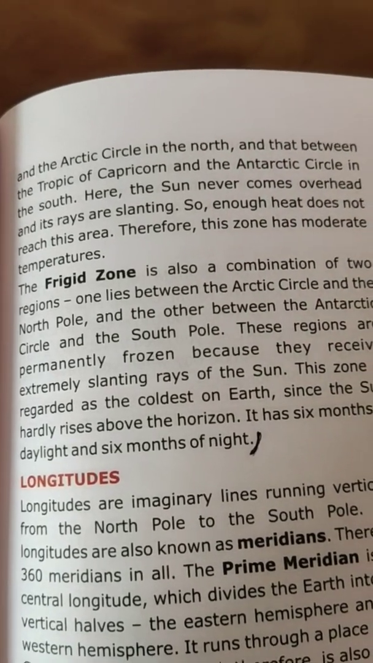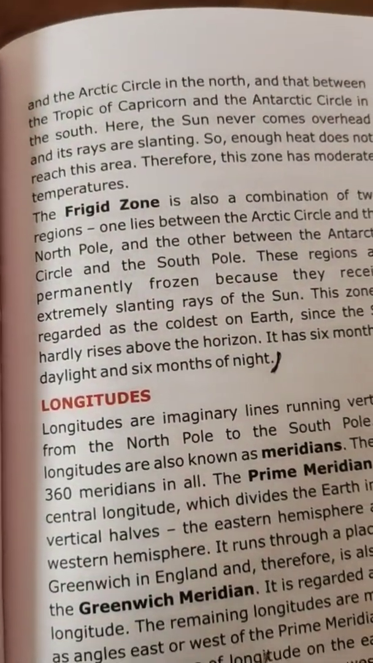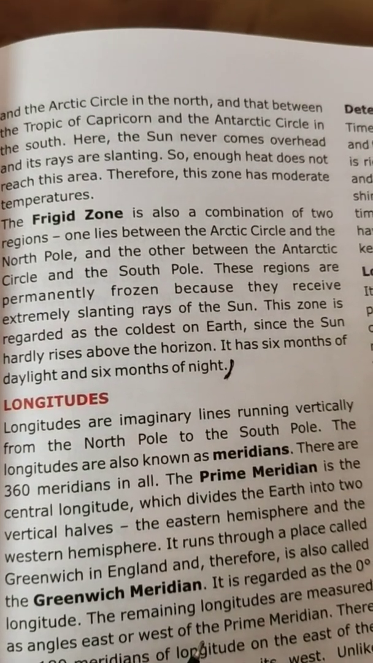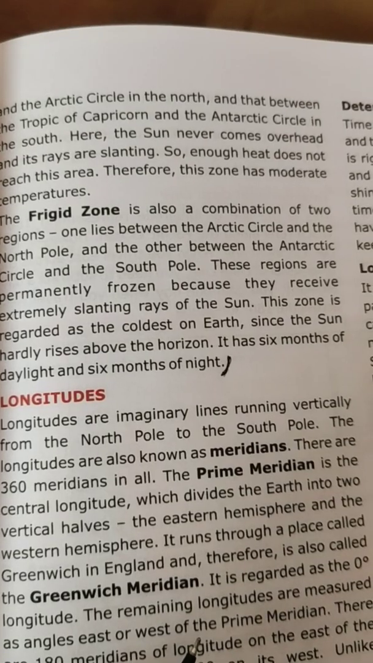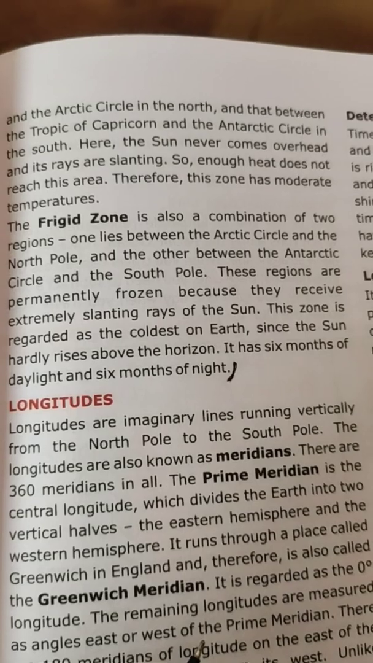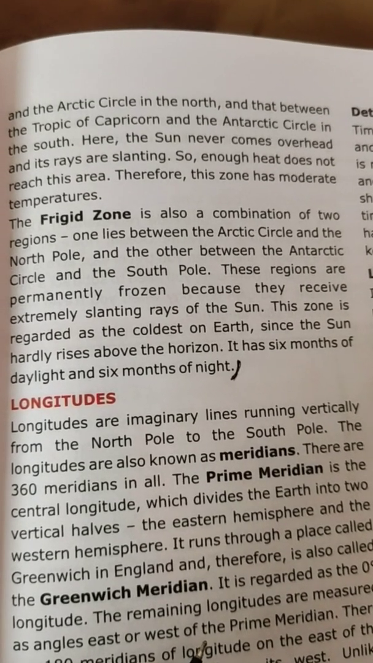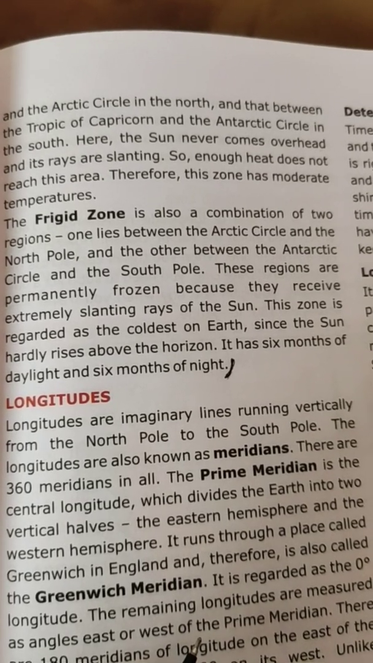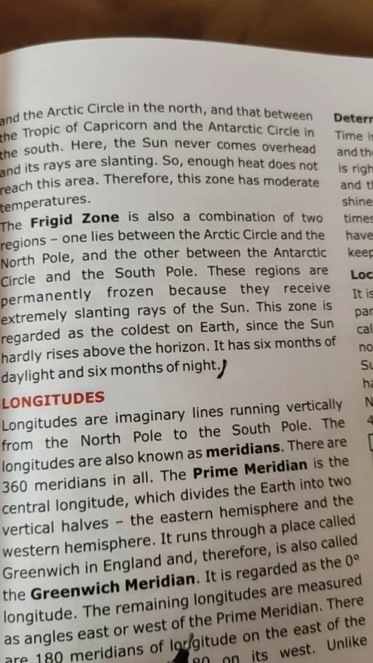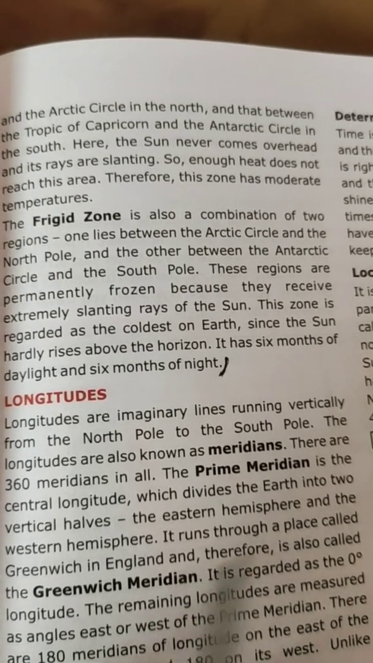The frigid zone is also a combination of two regions. One lies between the Arctic Circle and the North Pole and the other between the Antarctic Circle and the South Pole. These regions are permanently frozen because they receive extremely slanting rays of the sun. This zone is regarded as the coldest on earth since the sun hardly rises above the horizon. It has 6 months of daylight and 6 months of night.